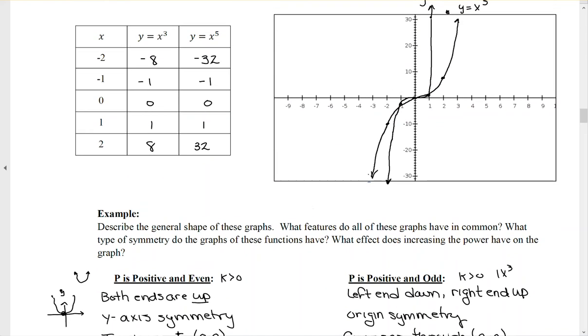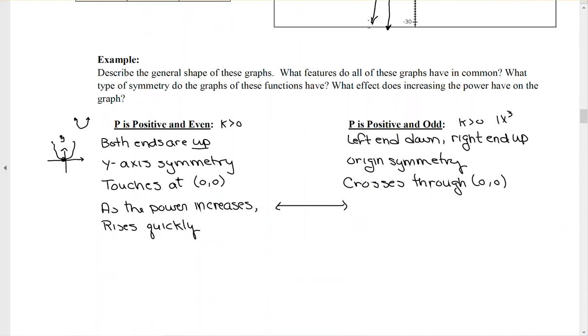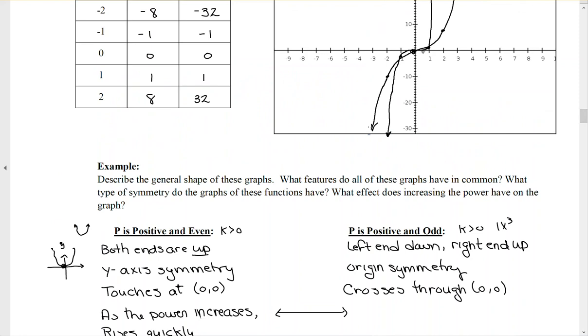And what I mean by that is if you look back at this picture, opposite quadrants are going to have the same picture in them. That's what origin symmetry means. And then it crossed through the point 0, 0, as opposed to a touch and turn. It actually cut through at 0, 0, our origin.